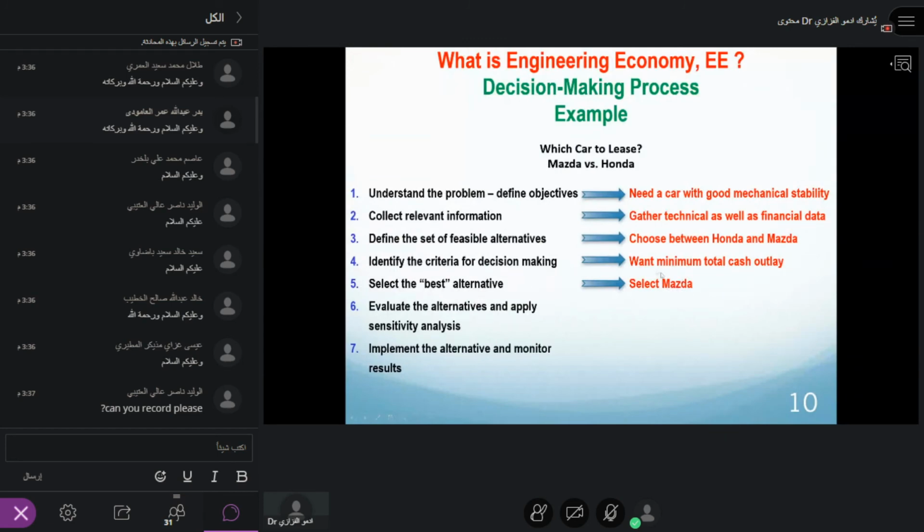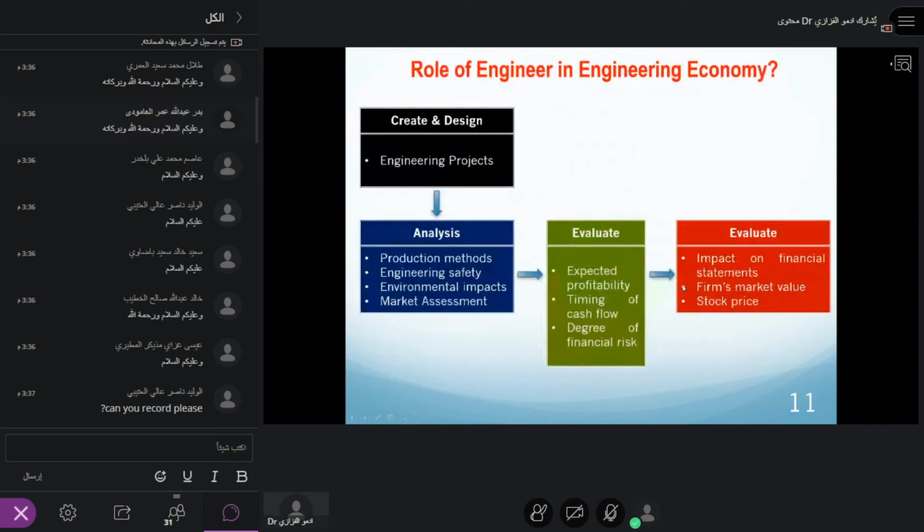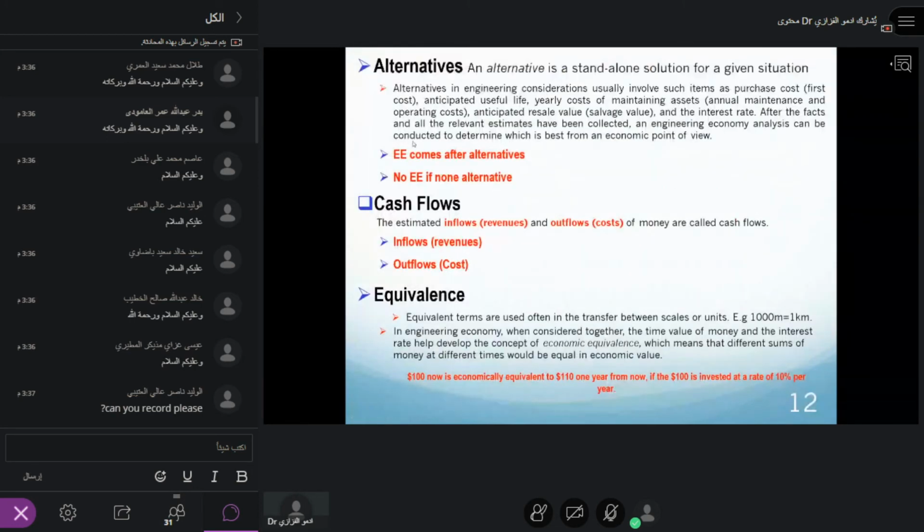Not necessarily Mazda. I said maybe this is someone's slide. Maybe Honda might be the cheaper option. Maybe the Mazda is the cheaper option. I don't know. So an alternative is a very important terminology that you use in engineering economy, and you have to really understand it, because there is no engineering economy if there is no alternative that can be provided. So you always need to have an alternative for any material that you will be using in the industry.